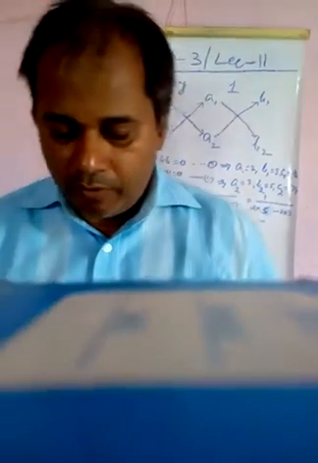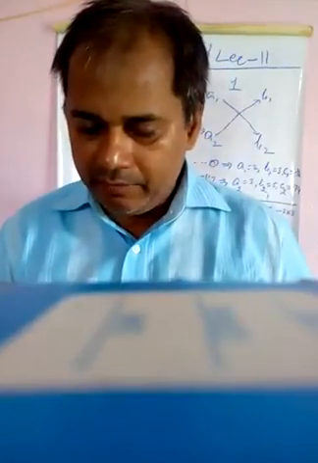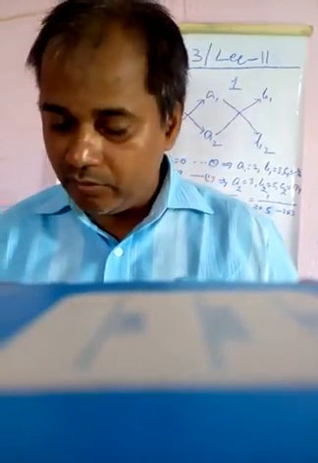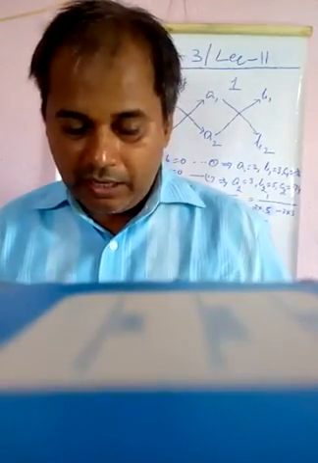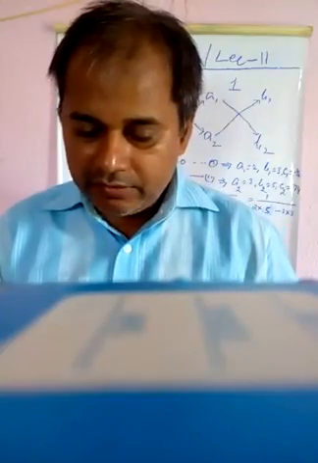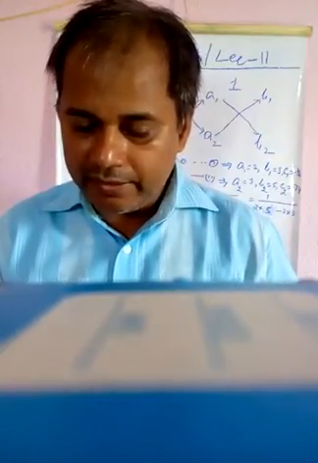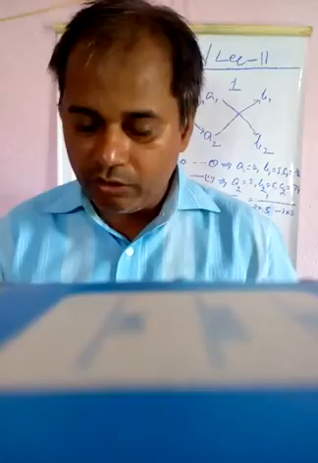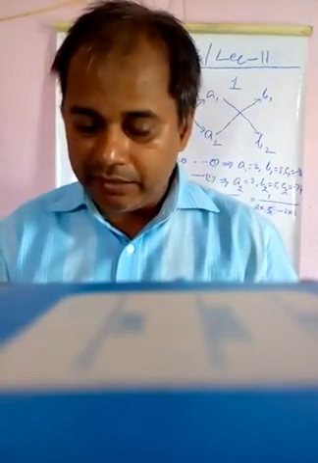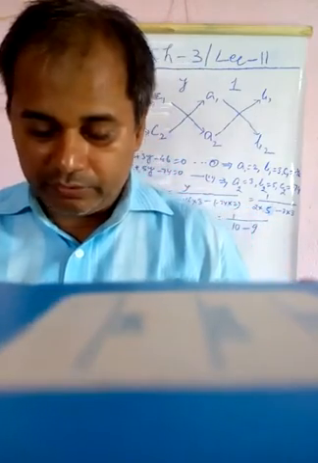Example number 16, page number 61 of the NCERT book. For what values of k will the following pair of linear equations have infinitely many solutions? kx + 3y − (k − 3) = 0 and 12x + ky − k = 0.